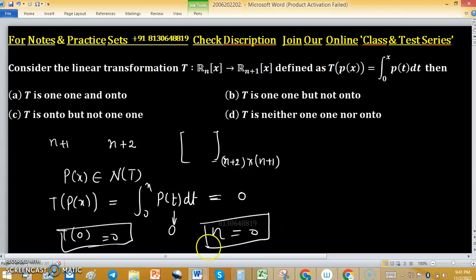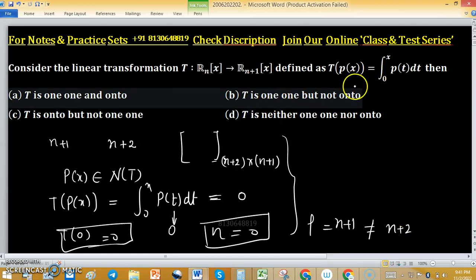It means T is 1-1. In other words, nullity is 0, so you can apply the rank-nullity theorem. Rank will be n plus 1. Rank is n plus 1. This is not the same as n plus 2, the dimension of the codomain. So this is not onto. So T is 1-1 but not onto.